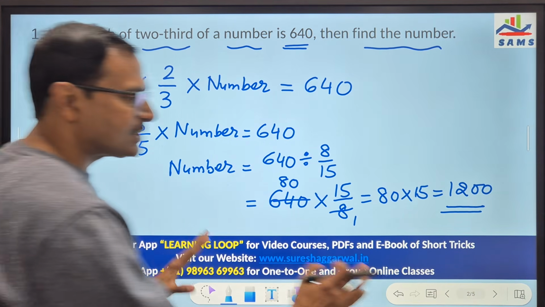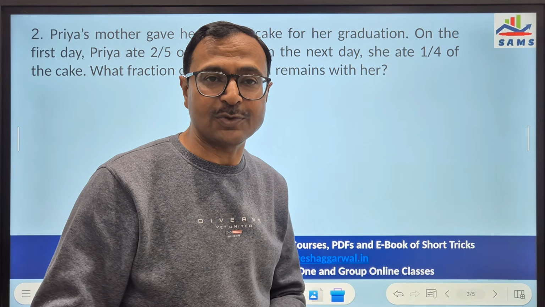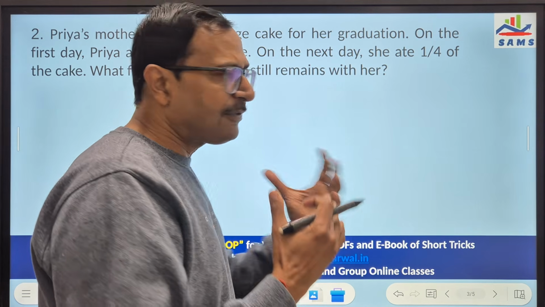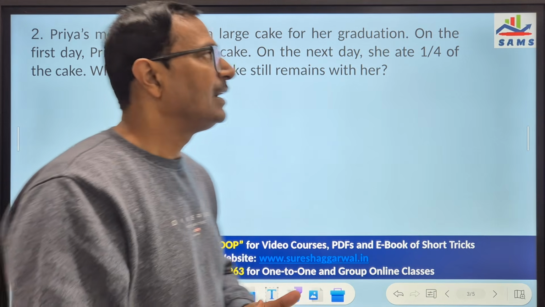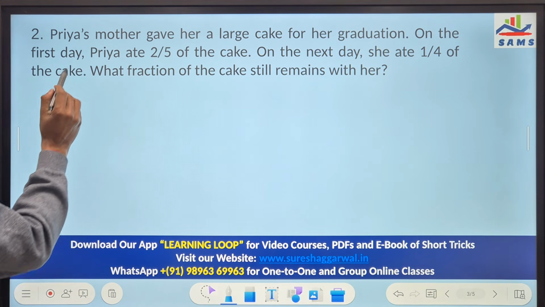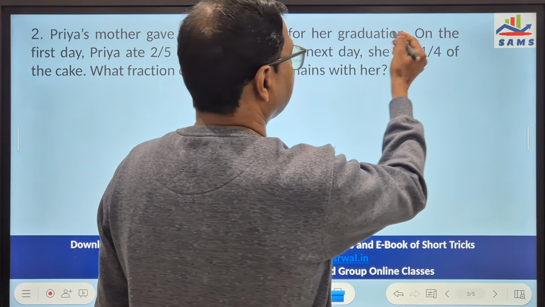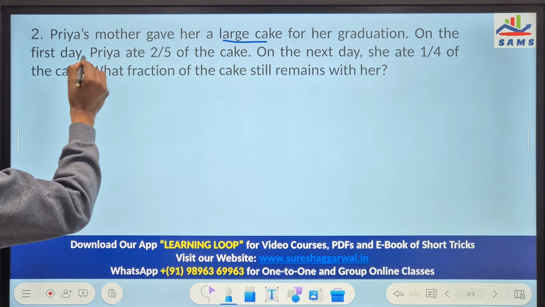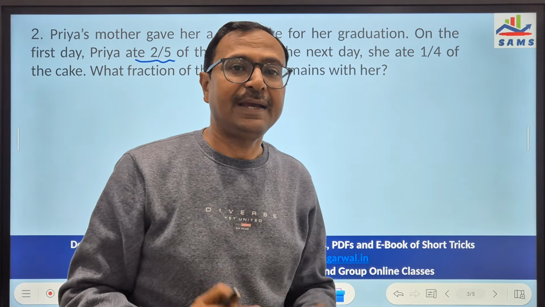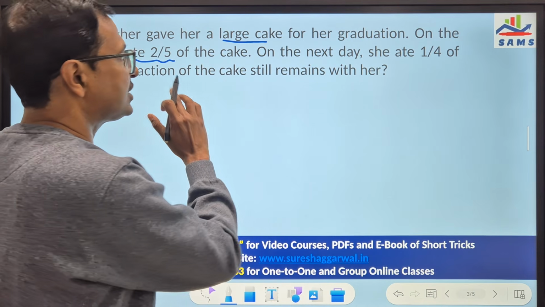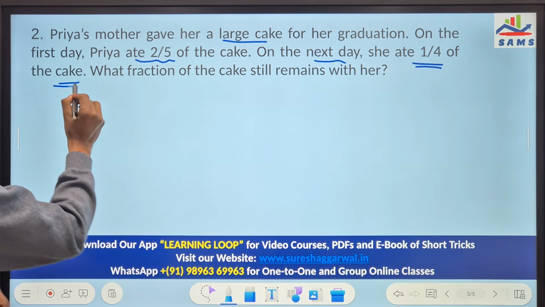Likewise, such questions are plenty in the textbooks, and that is why I am taking some different types of questions, so that you feel comfortable with all models of the questions. Here we have a question where Priya's mother has given her a large cake for her graduation. On the first day, Priya ate 2/5. Now this is important: 2/5 of the cake she ate on the first day. On the next day, she ate 1/4 of the cake.